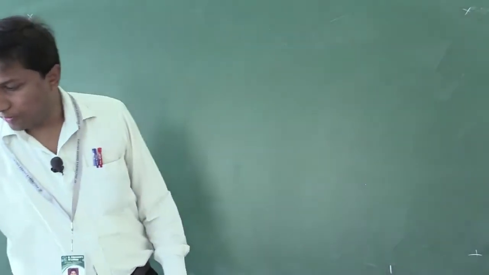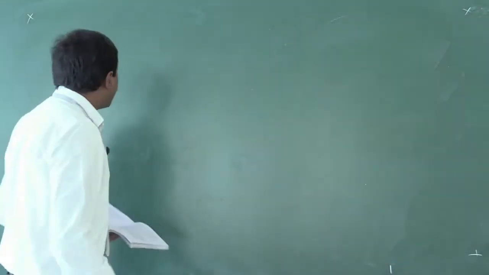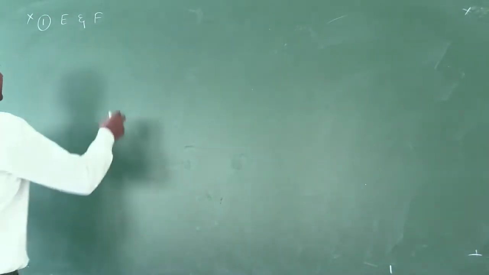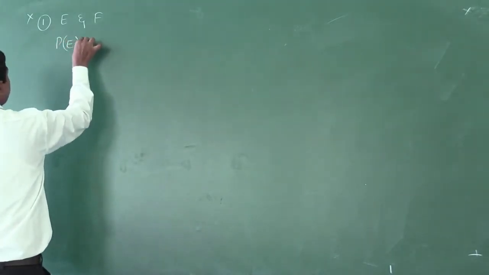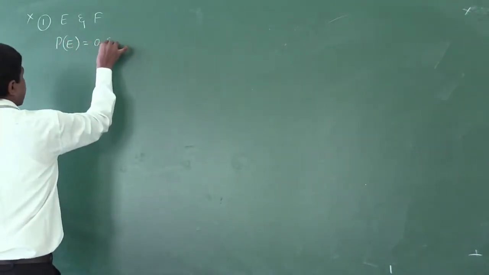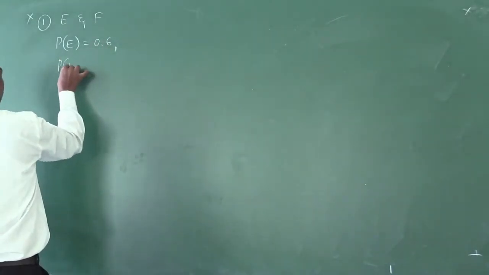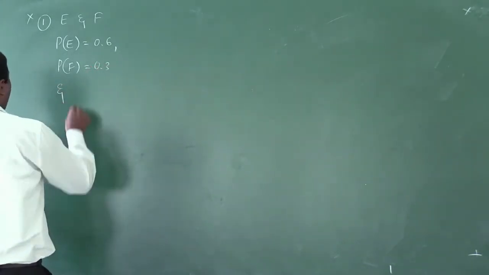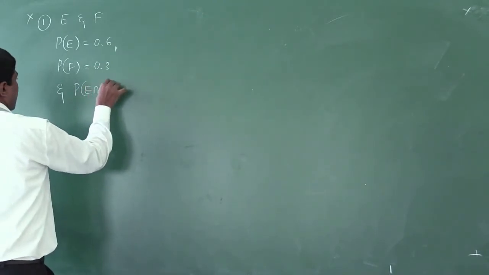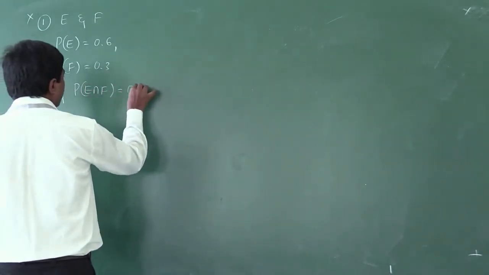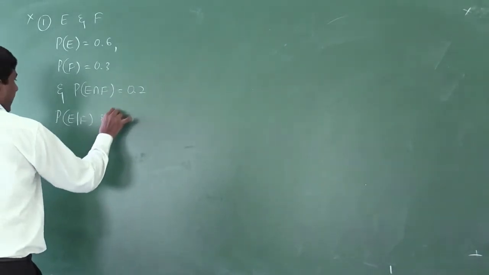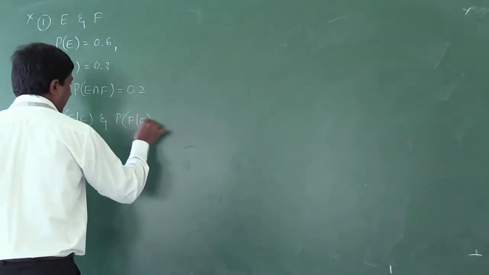Okay, problem number one. Given E and F are two events such that P of E value is 0.6, P of F value is given to be 0.3, and P of E intersection F value is given to be 0.2. We need to find P of E bar F and P of F bar E.